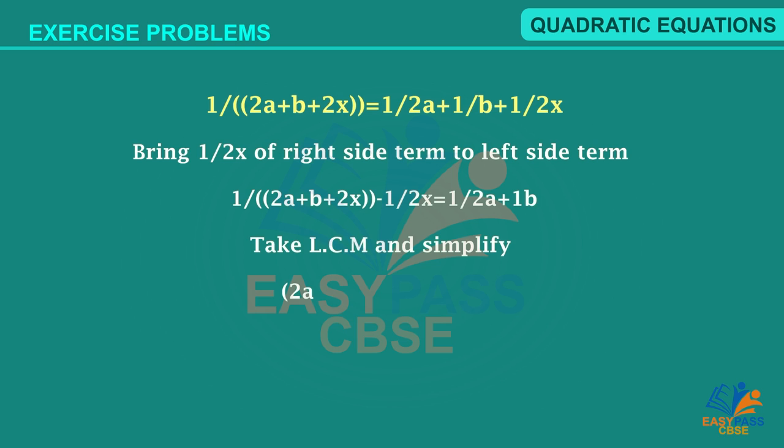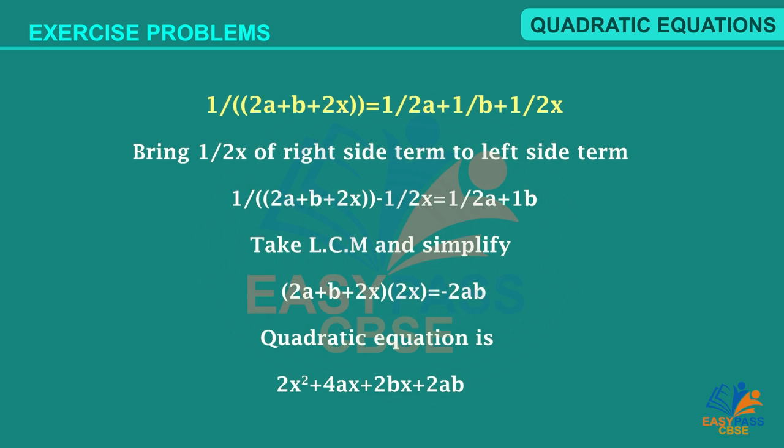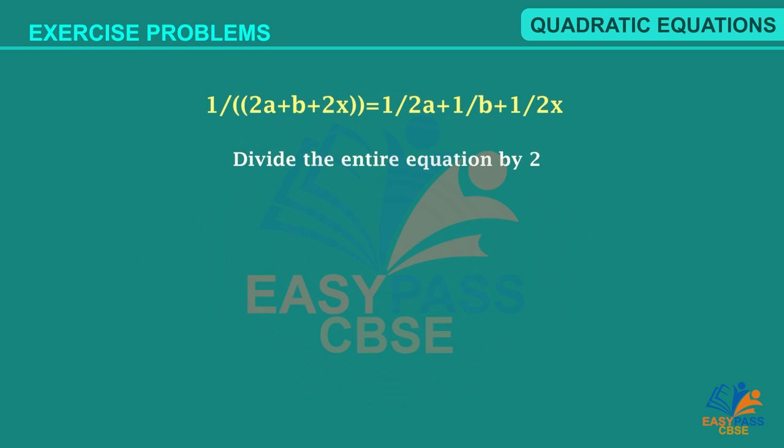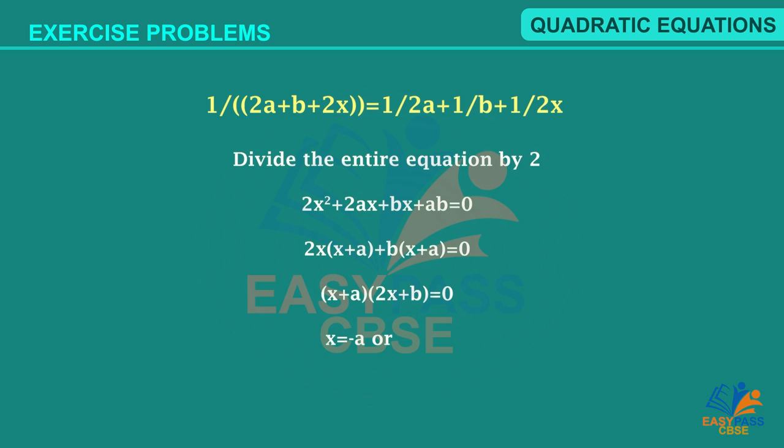You have minus 2a plus b plus 2x times 2x is equal to minus 2ab. So the quadratic equation is 2x square plus 2a, sorry, plus 4ax plus 2bx plus 2ab equal to 0. Or just divide the entire equation by 2, we have 2x square plus 2ax plus bx plus ab is equal to 0. Take 2x common, 2x times x plus a, plus take b common, we have b times x plus a equal to 0. Therefore, we get x plus a times 2x plus b is equal to 0. Therefore, x is equal to minus a or x is equal to minus b by 2. Therefore, roots of this equation are x is equal to minus a or x is equal to minus b by 2.